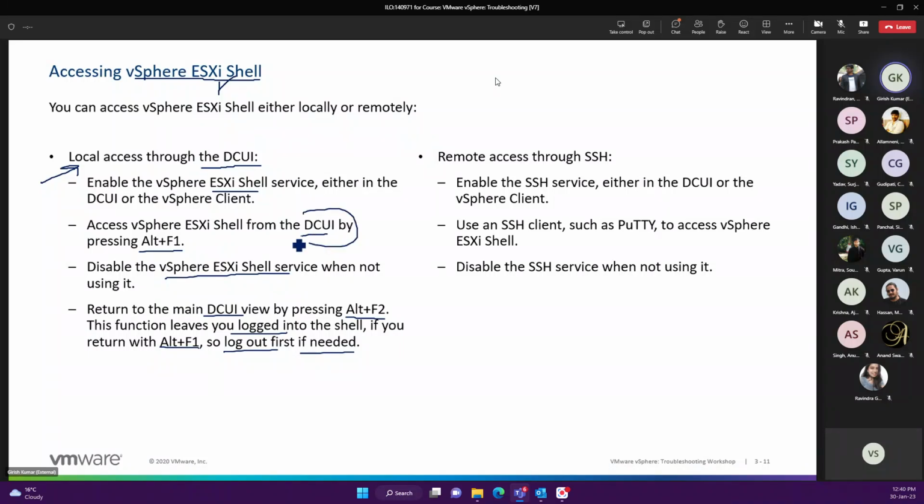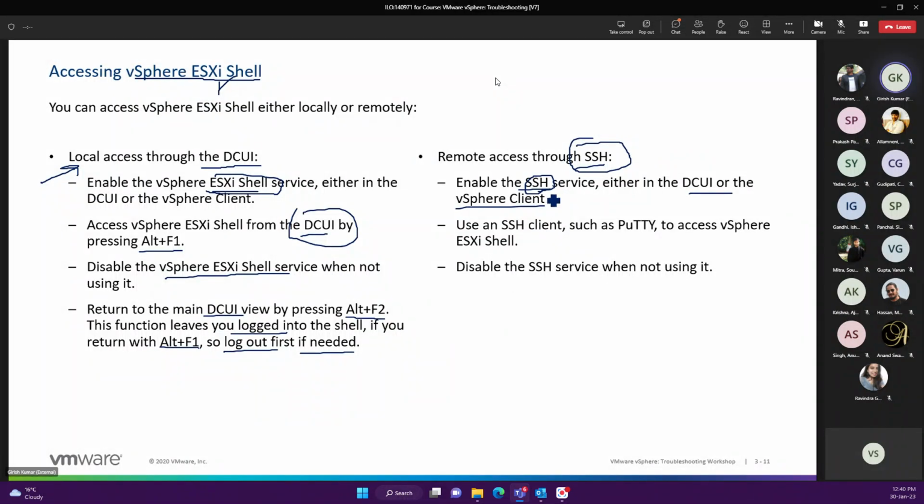When you access the DCUI, you can not only enable the ESXi local shell, but also SSH. The ESXi host must be available on the network, then only we can access it through SSH. We can enable it through the DCUI, or through the vSphere client also. First connect the vSphere client to vCenter, then select the ESXi host on the configuration tab. Under security we can enable this.